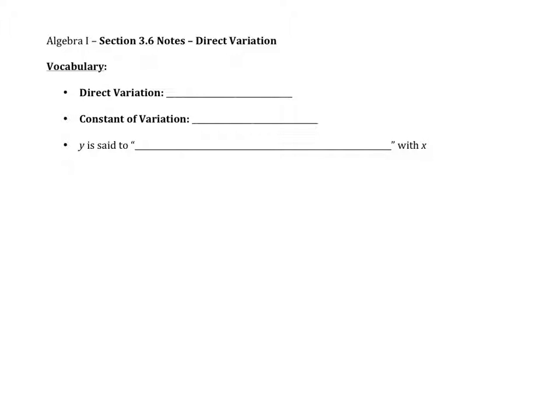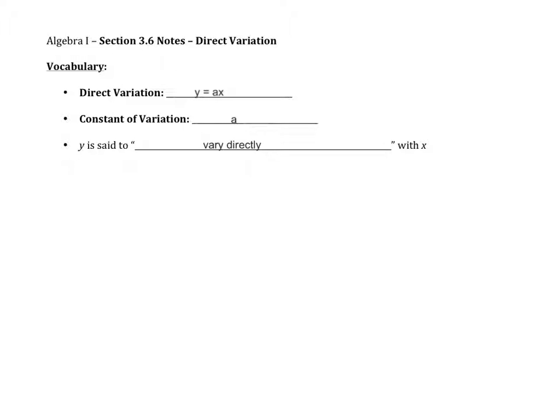Section 3.6, direct variation. So here's some vocabulary about this section. Direct variation is an equation that looks like this: y equals a times x. The constant of variation is that a value, and y is said to vary directly with x. And it doesn't just have to be with y's and x's.